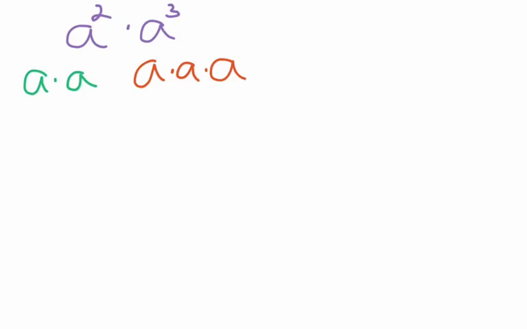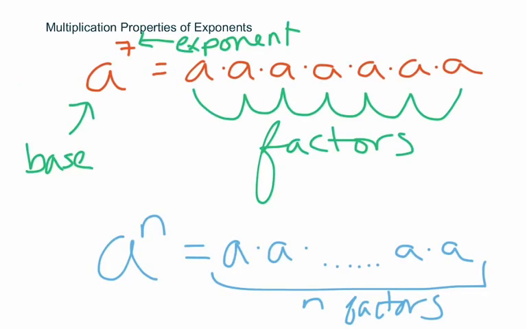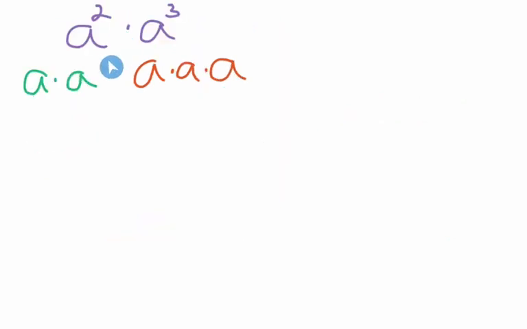So all we're doing there is applying the definition. The exponent tells us how many times the base is used as a factor. Now, what's happening in between the a squared and the a to the 3rd? Well, that is multiplication. And so essentially what we have here is a times a times a times a times a, or better known as a to the 5th.